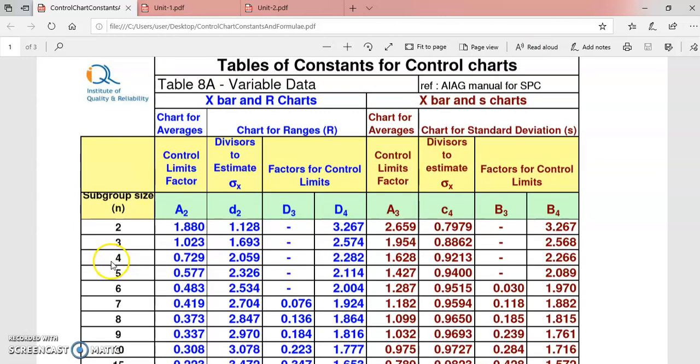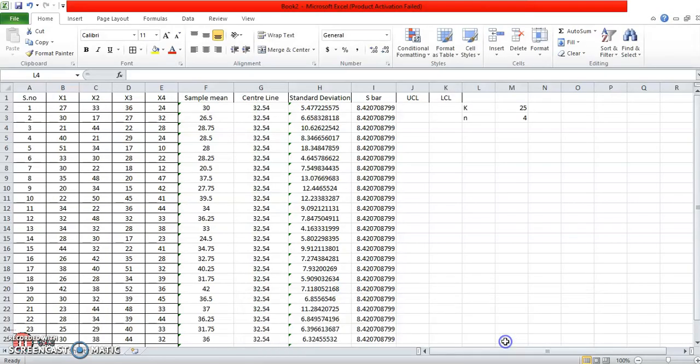The subgroup size is n, and the value is 4 for that, and corresponding to the value of n, the A3 value is 1.628. So either you can copy it from here or you can just remember the value and write it down on your Excel sheet. So A3 is 1.628 for n equal to 4.